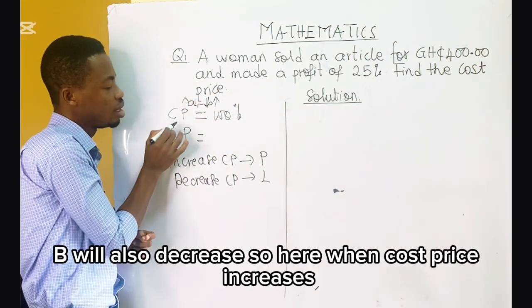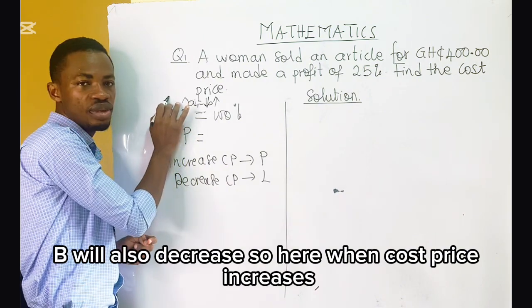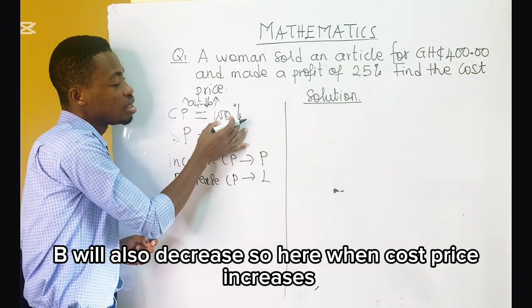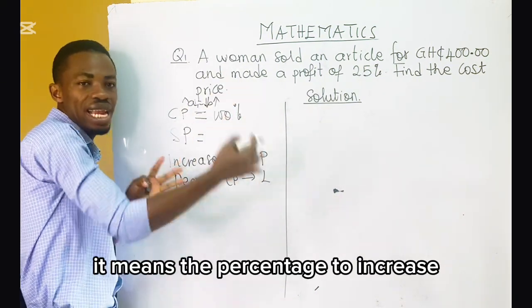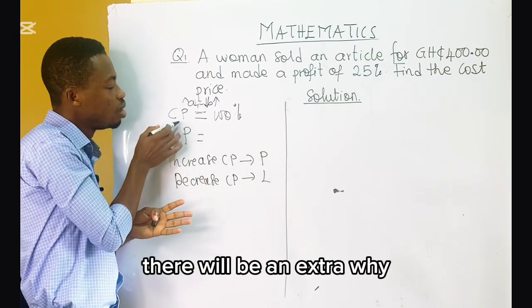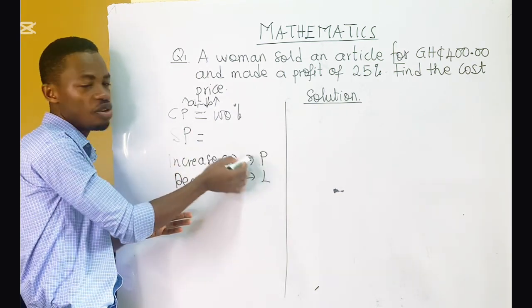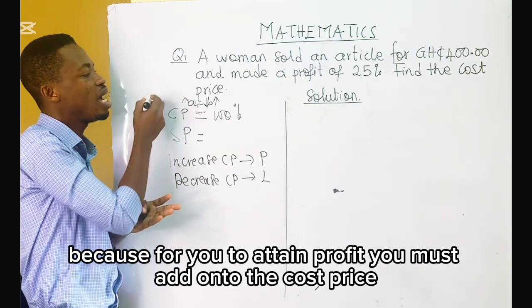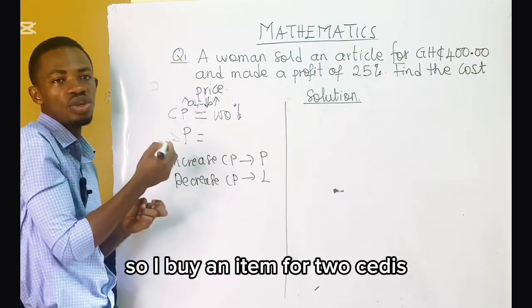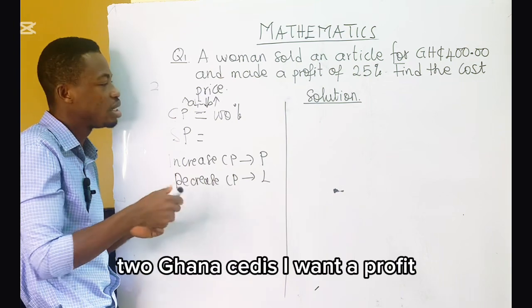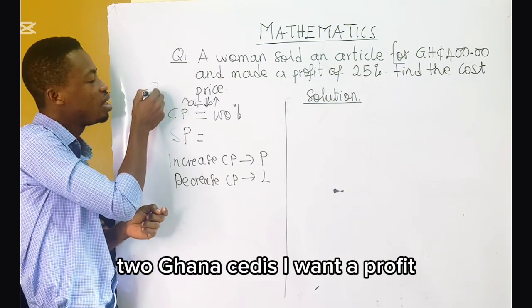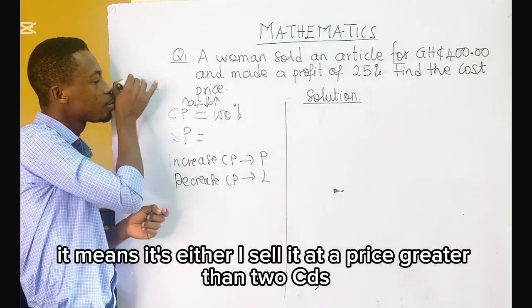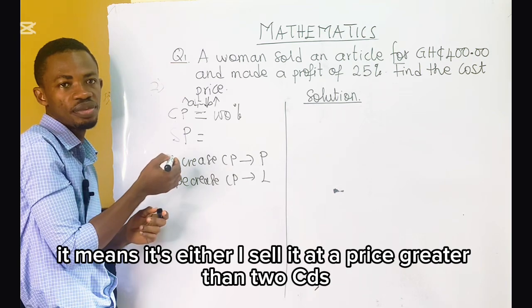So here, when cost price increases, it means the percentage too will increase. There will be an extra. Why? Because for you to attain profit, you must add onto the cost price. So I buy an item for 2 cedis, 2 Ghana cedis. I want a profit. It means I must sell it at a price greater than 2 cedis.